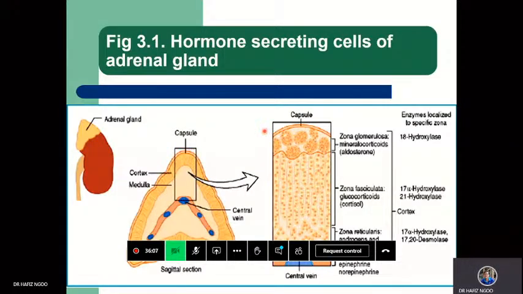Okay, there's another graph to show you about the three different zones. Basically, the size of the adrenal glands, and then the shape of the adrenal glands, the capsule, and finally the zones of the cortex, and the medulla. Actually, the cortex is much bigger compared to the medulla, so this is not a proportionate drawing.